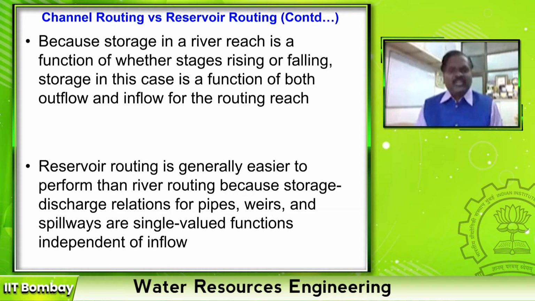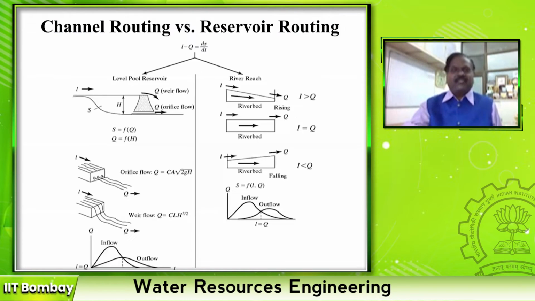Finally, the reservoir routing is generally easier to perform than river routing because the storage discharge relationships of pipes, weirs, right, different types, are all independent of flood flow. For example, you estimated the depth of water over the weir and the discharge. It is irrespective of whether the storage has been built up due to flood or not. Okay, so such things will be easier.